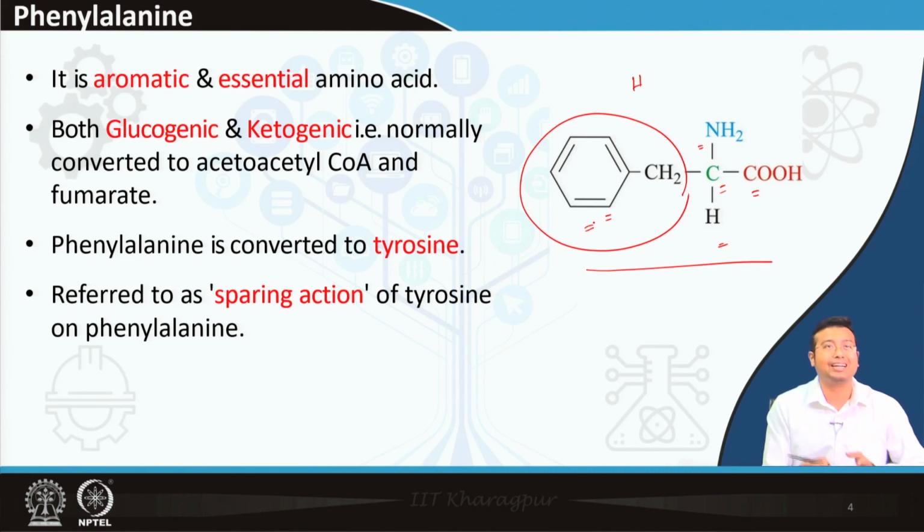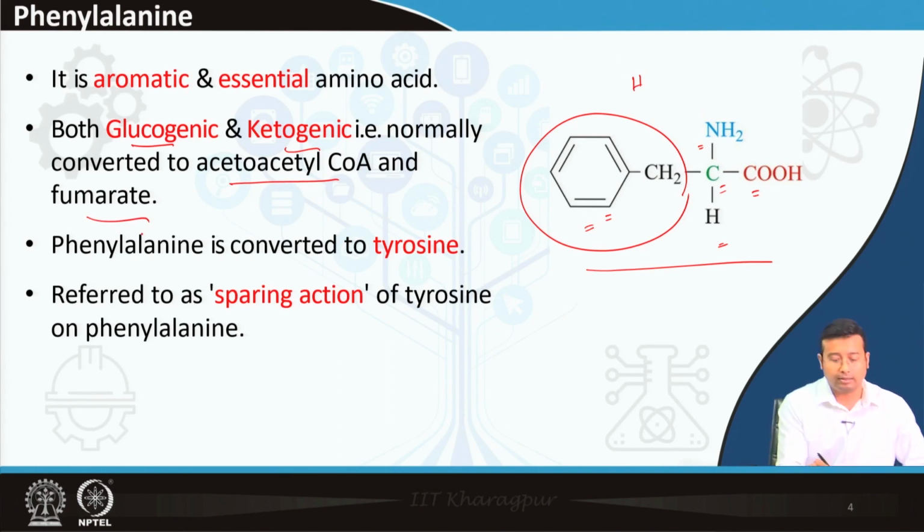The metabolic fate is that it is both glucogenic as well as ketogenic. When we read phenylalanine metabolism, when we complete the degradation pathway of phenylalanine, we will see that it is converted to acetoacetyl coenzyme A as well as fumarate. This is the ketogenic part and this is the glucogenic part. However, the beauty of it is that phenylalanine is first converted to another amino acid, that is tyrosine.